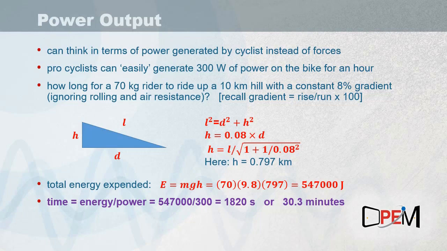So in this scenario, our rider will be able to maintain that power output all the way to the top and climb this 10 kilometer, 8% gradient hill in about 30 minutes. And I must say that's a lot faster than I can ride that type of hill. And I always find it very impressive, the power outputs that the pro cyclists can maintain for very extended periods of time.